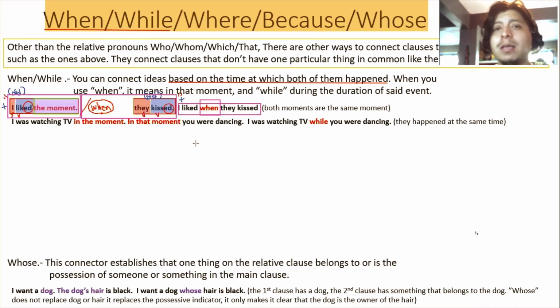When, it means, again, cuando. ¿Sí? Me gustó la parte cuando ellos se besaron. Me gustó la parte cuando, o no sé, recuerdo el momento cuando te conocí. I remember the moment when I met you.